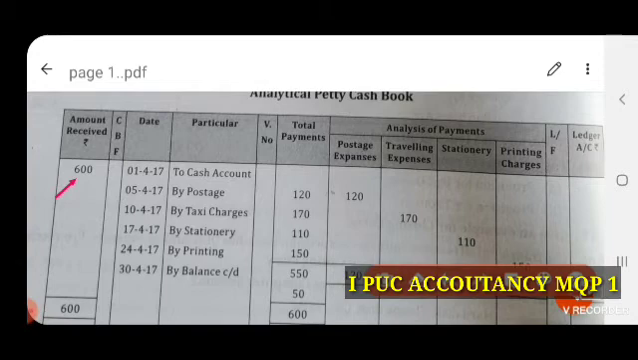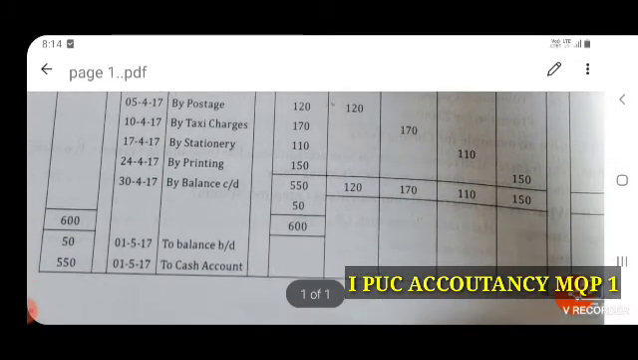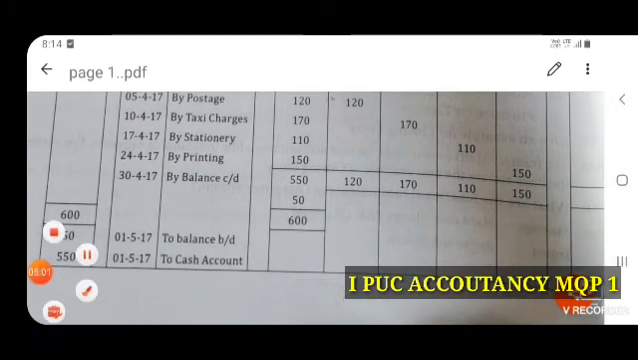First, the amount received column, to cash account or to balance brought down, and all other payments. All it is in payment, we have to record the payment side. We have to insert this column. I did many problems on analytical petty cash book, and finally we had to do balancing here.